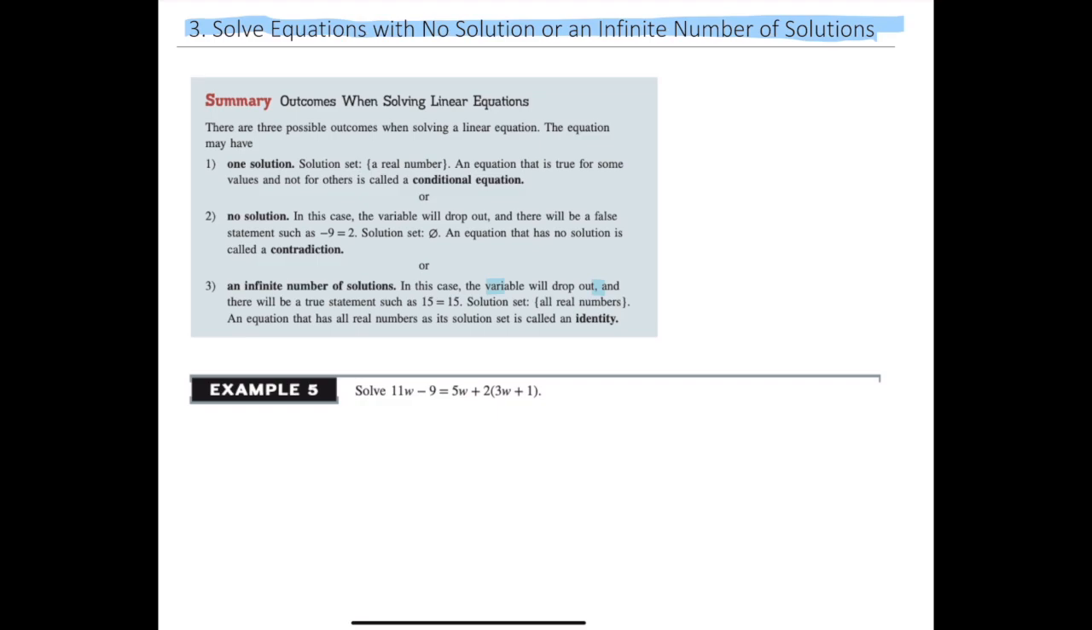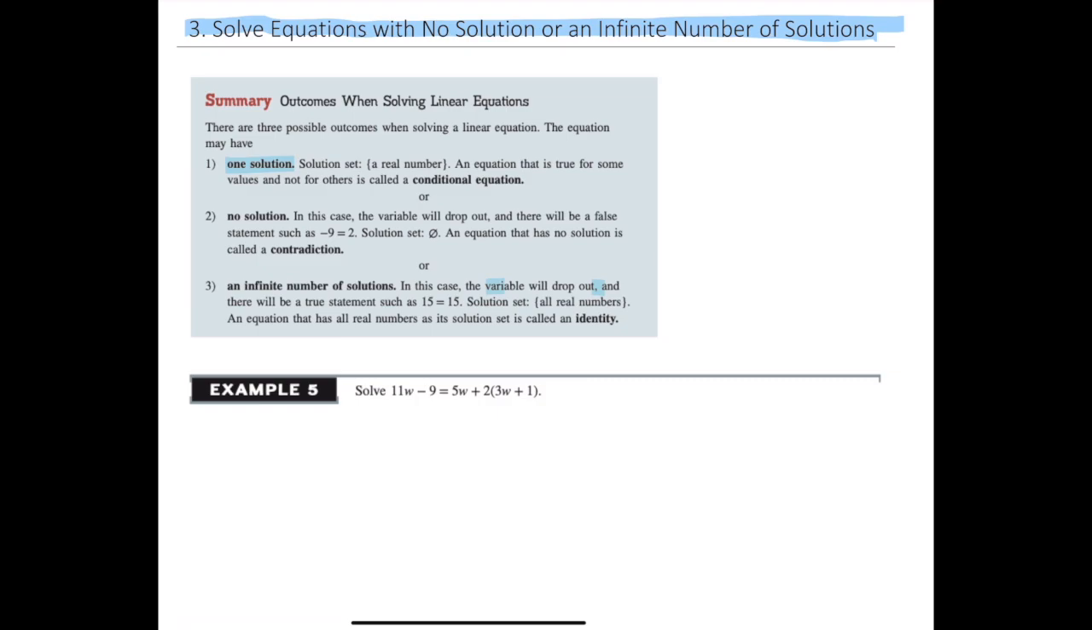So far we have had a solution with every equation that we've worked with. And we've had a single solution each time. So that's our first case. We could have one solution. And it says the solution set is some real number.